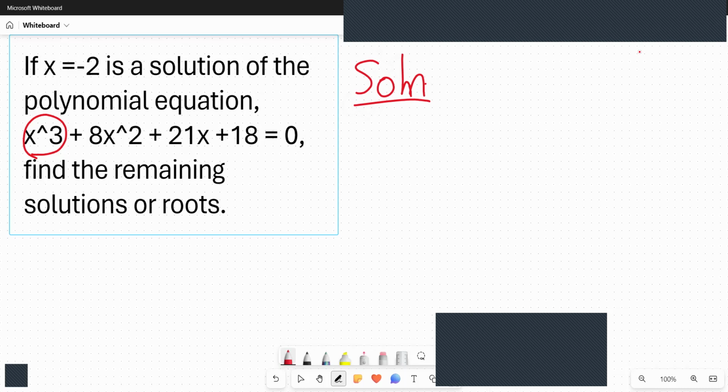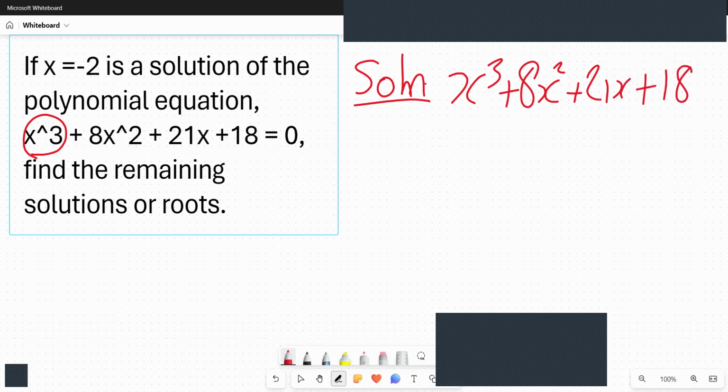The first thing we want to do is copy this equation. The equation given to us is x to the power 3 plus 8x squared plus 21x plus 18 is equal to 0. Because it's a third-degree polynomial, we are expected to have 3 solutions. Some of them can be real, some can be imaginary. We don't know yet. But one thing we do know, we are given a clue.